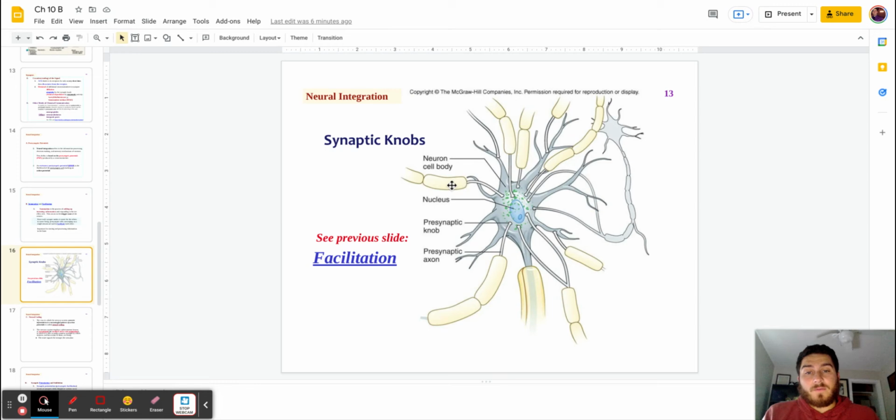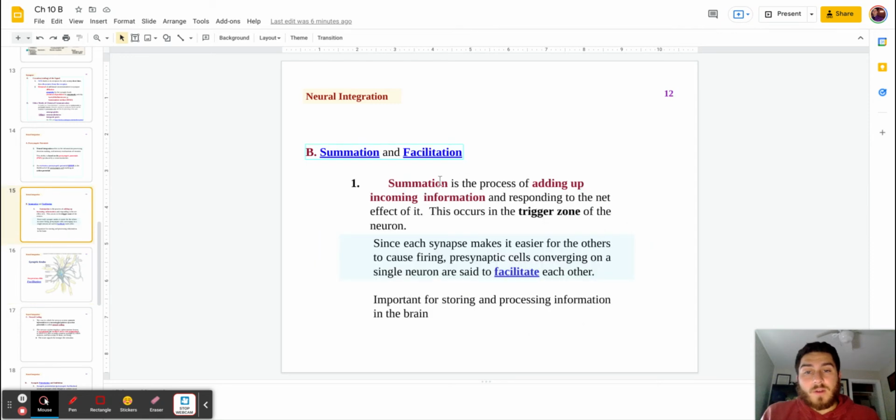So if one axon sends a signal and it's enough to tell this neuron to send another signal, that's good enough. But if maybe 4 or 5 of them send a little bit of a stimulus, maybe then we will have that signal happen. So in other words, we're just going to add up all of the different information from the different axons to see if we can trigger the neuron to send another action potential.